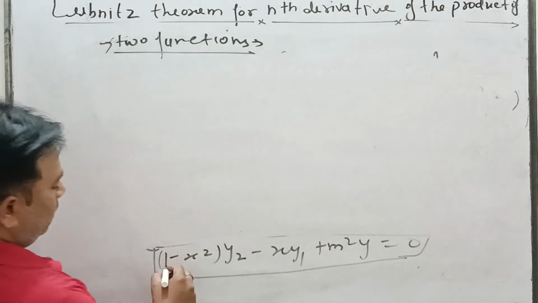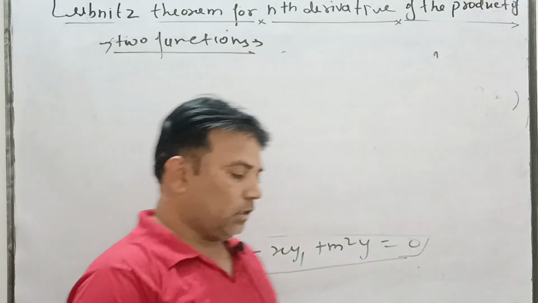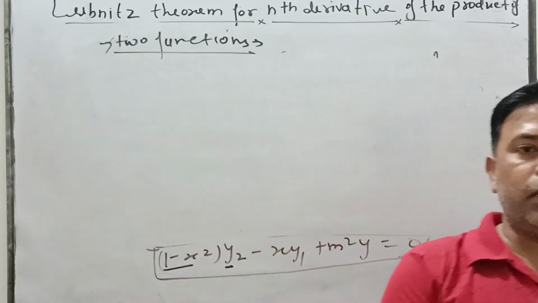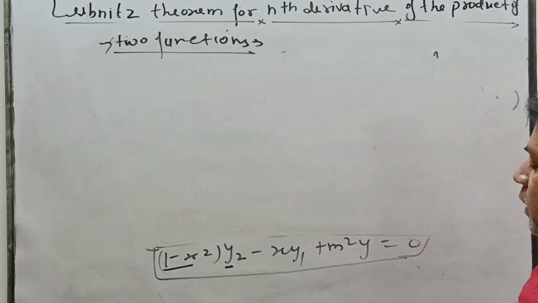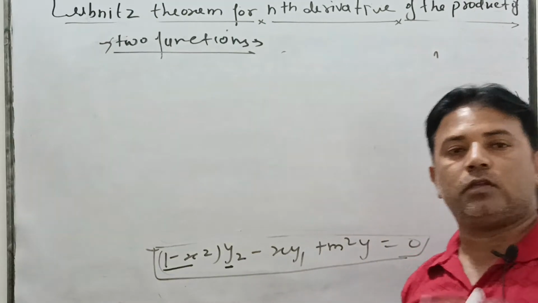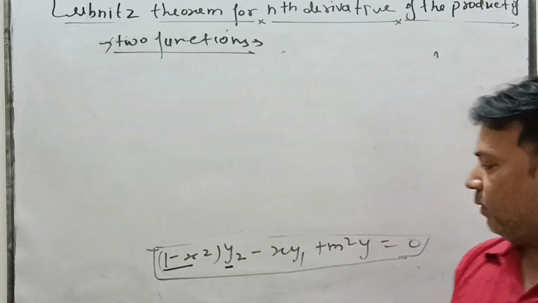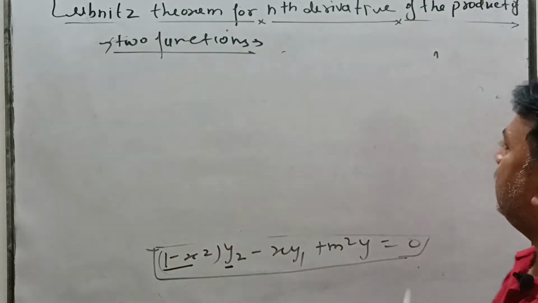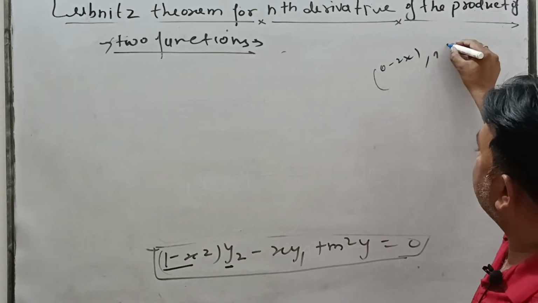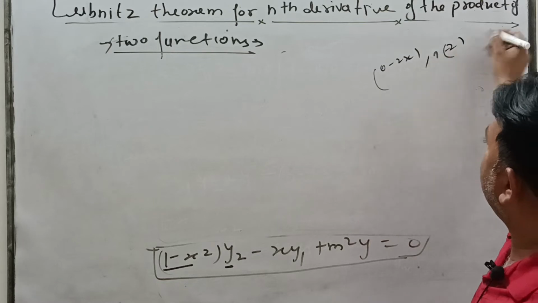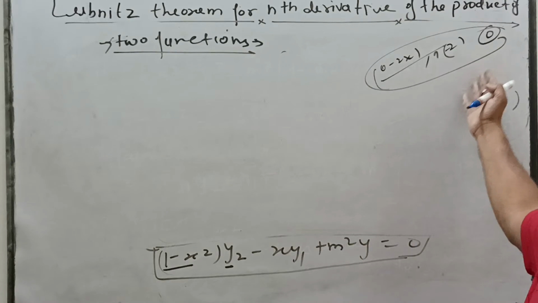First we check 1 minus x square and y2. First we check the two functions: any one is u and the other is v. u is the function whose nth derivative we find, and v is the function whose derivative after some time should be 0. But look, differentiation of 1 minus x square is 0 minus 2x, again differentiation the second time is 2, and the third time is 0. So we get 0 after some time.